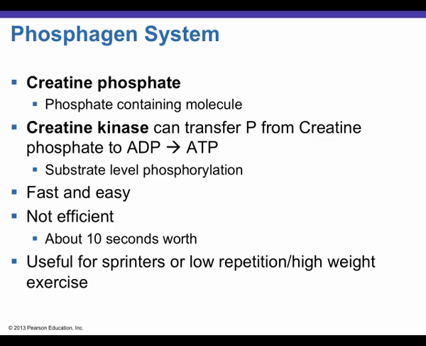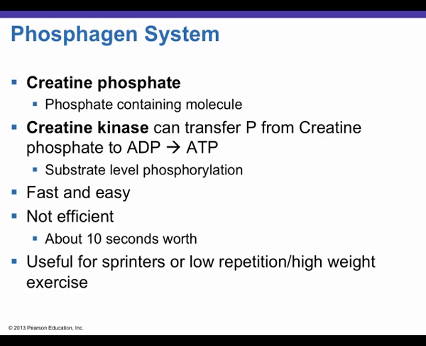As far as for exercise purposes, the phosphagen system is very important for sprinters or weightlifters who do very low repetition but high weight exercise. Just crank them out, pound as much weight as you possibly can for a short period of time, because you only get about 10 seconds worth, right? And so their diet is all about trying to increase the amount of creatine phosphate you have, just so you can get that extra 1 or 2 seconds, right? And we all know Olympic sprinters, they only need 10 seconds worth, and then they're done.